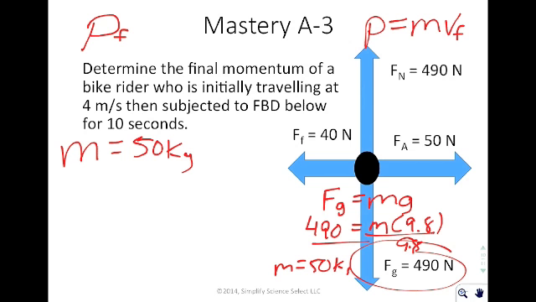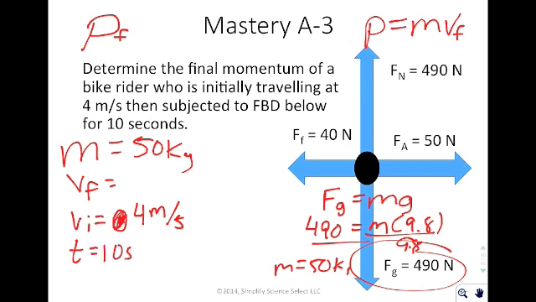The other thing that I need to find is the velocity. So if I can find the final velocity, that's what I need once again to solve for momentum. But final velocity isn't given to me. Initial velocity is given to me, and that's 4 meters per second squared, or excuse me, 4 meters per second. I do know that the time that this thing is accelerated is 10 seconds. Now I need to use this free body diagram to figure out what the acceleration is.